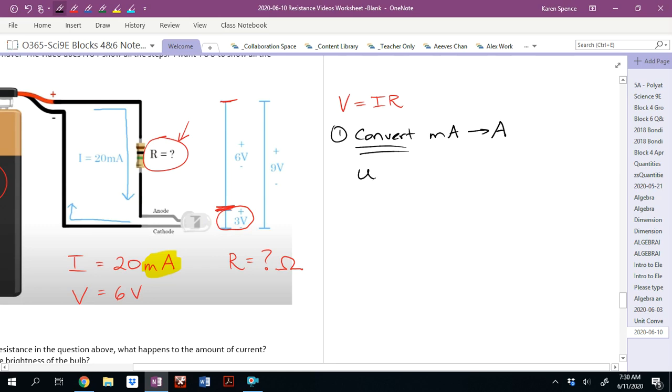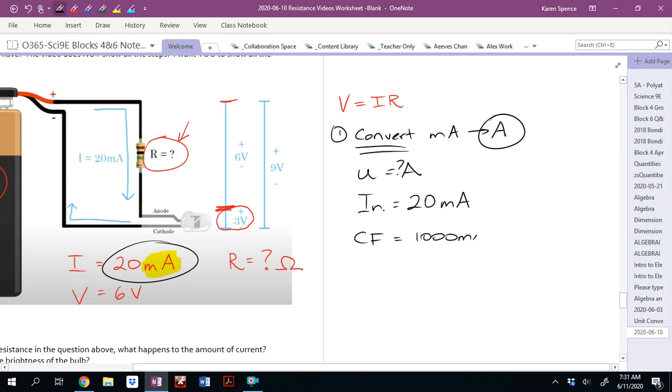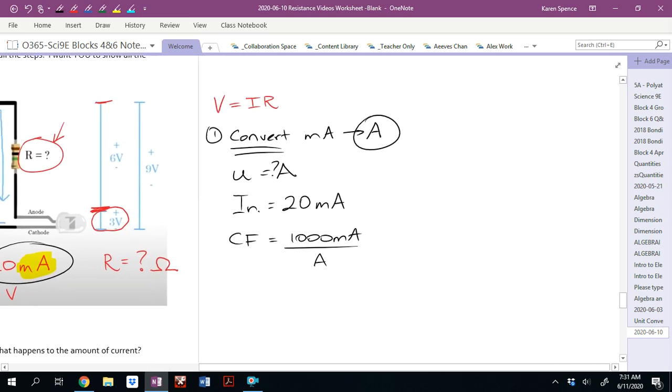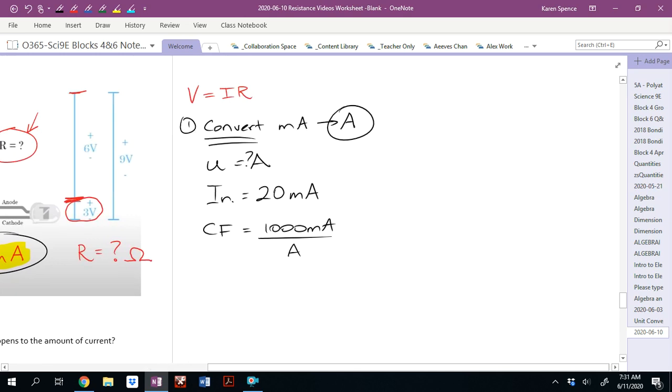So when we do a conversion, we have an unknown, and in this case, our unknown is the amps. We don't know how many amps. Our initial quantity is the milliamps. We have 20 milliamps. And our conversion factor, well, we were given it in the previous question. There were 1,000 milliamps per amp. 1 amp is equal to 1,000 milliamps.